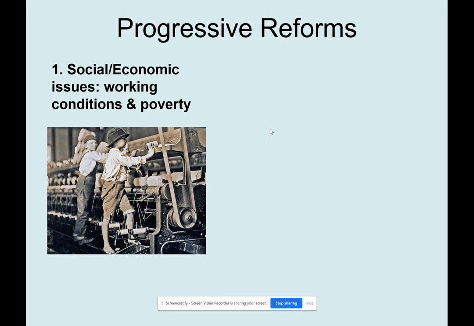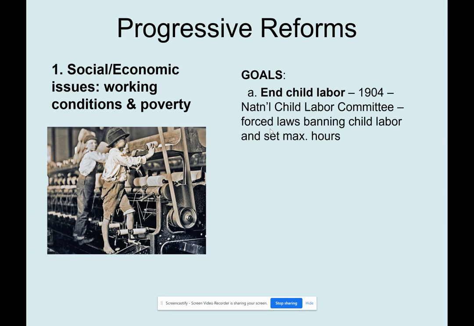So the first issue that the progressives are going to address is working conditions and poverty. And they are going to do this, first of all, by taking on child labor. So one of their goals is to end child labor. The 1904 National Child Labor Committee forced laws banning child labor and setting maximum working hours for children.